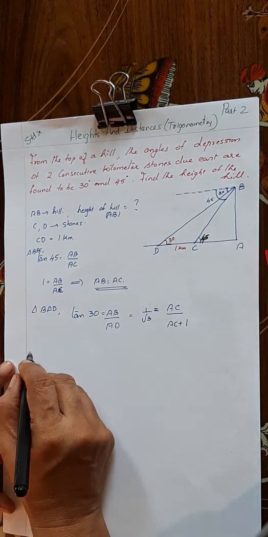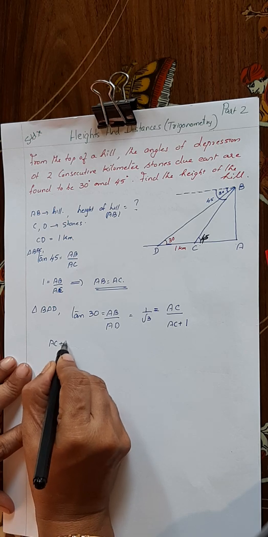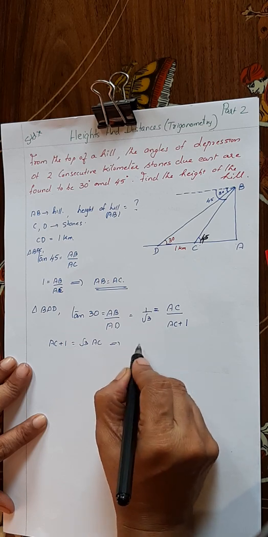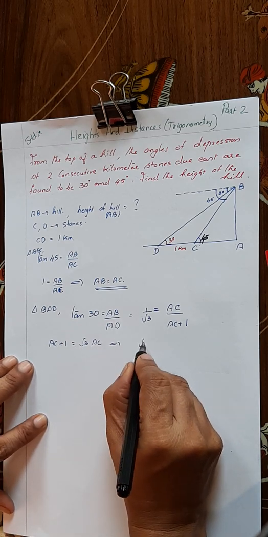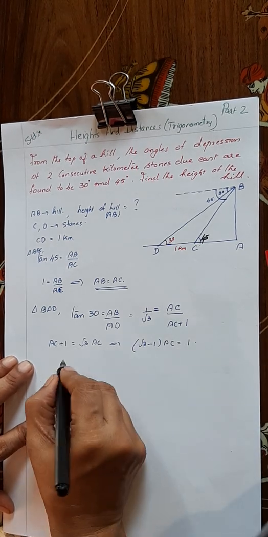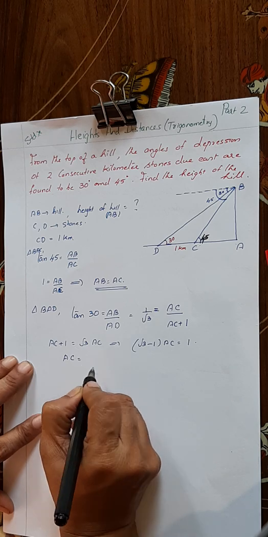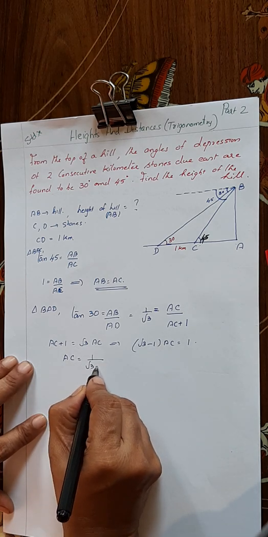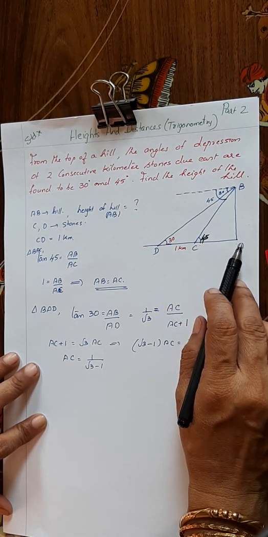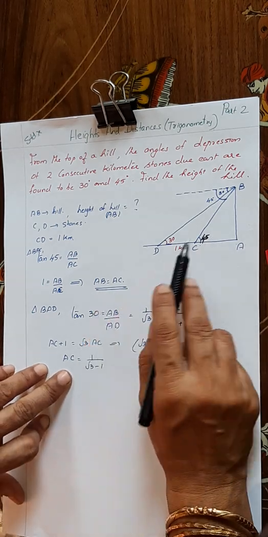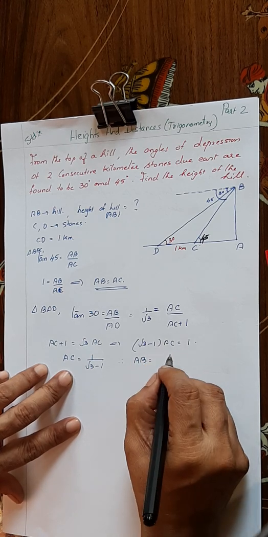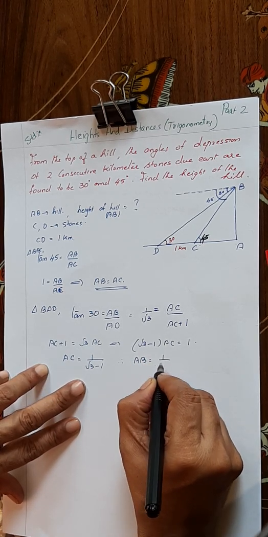Now we will cross multiply this. So AC plus 1 is equal to root 3 AC. So we will bring AC to one side. So root 3 minus 1 into AC is equal to 1. So AC is equal to 1 by root 3 minus 1. And AC and AB are the same, therefore the height of the hill AB is equal to 1 by root 3 minus 1.